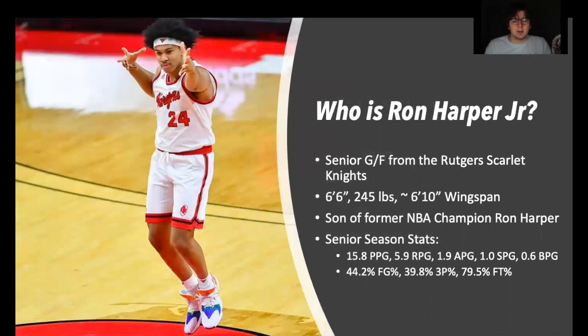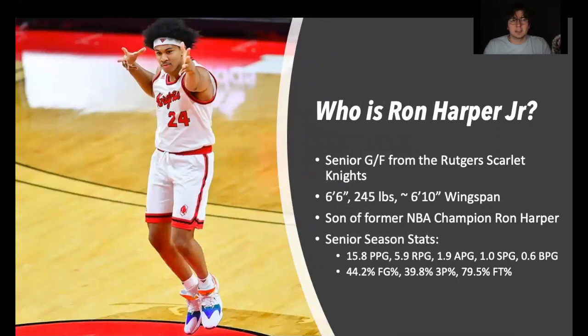Like I'm talking about, he's a senior guard/forward from the Rutgers Scarlet Knights, 6'6", 245 pounds with around a 6'10" wingspan. Nothing concrete yet on his wingspan, so I think the NBA draft combine will be important, because if that measures in a little bit better, maybe 6'11" or even 7 feet potentially, it could really help his draft stock even more. He is also the son of former NBA champion guard Ron Harper.